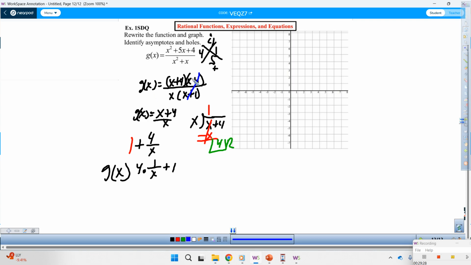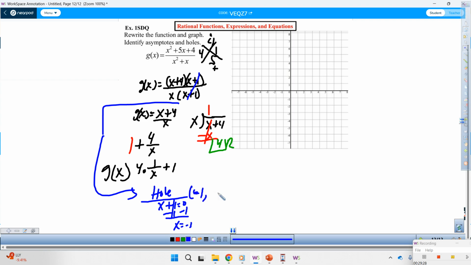Then we work on the whole. X plus 1 equals to 0 minus 1. X equals negative 1. Substitute that in here, so we get g of x equals 4 times 1 over negative 1 plus 1. That is 4 times negative 1 plus 1. That is negative 4 plus 1, which is negative 3. So negative 1, negative 3, there's our whole right there.